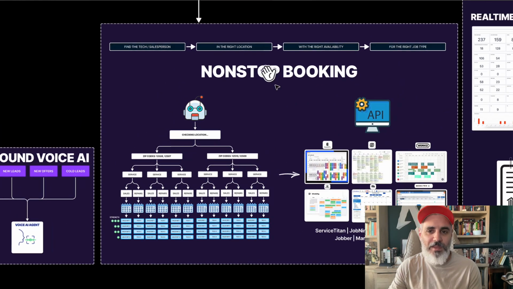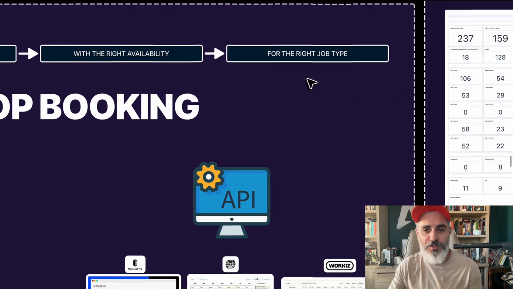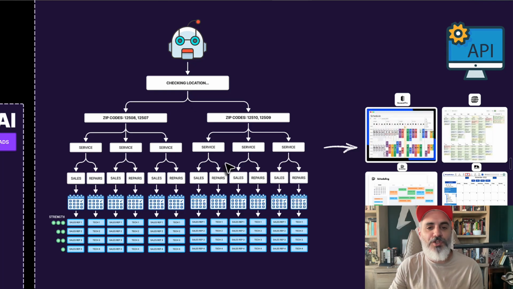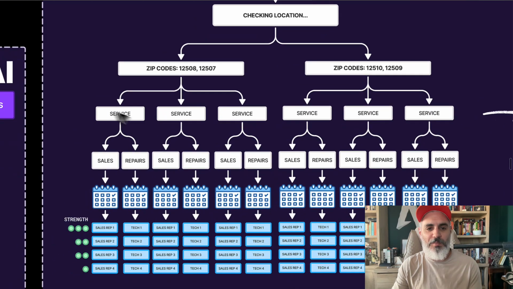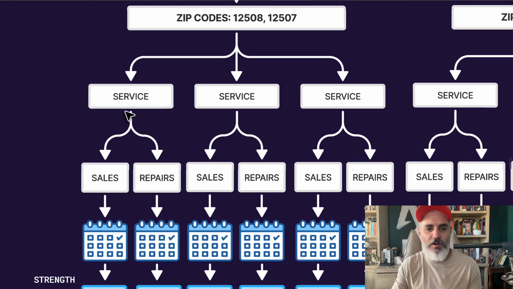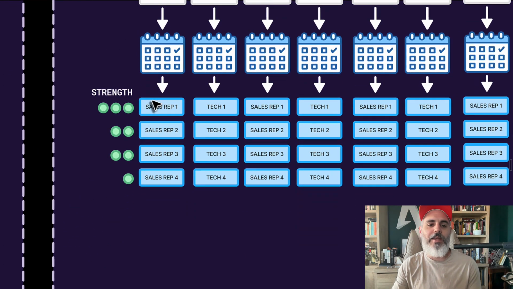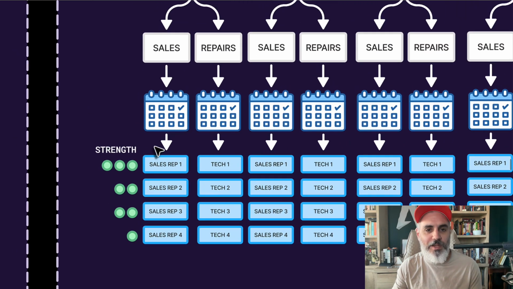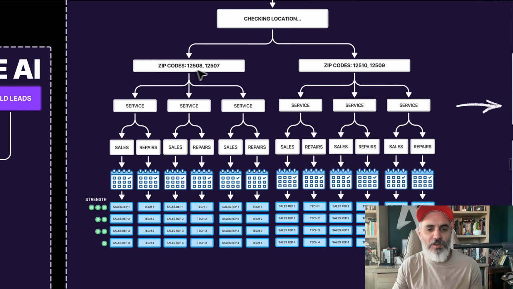If you're wondering how the AI is able to confirm the appointments, to find the right tech, the right salesperson, the right location with the right availability for the right job type, it's essentially a big logic tree that is routing based off of the conversation to a specific calendar. So let's say they live in a specific place. Okay, they go here. Let's say they bring up a specific service. Okay, they go here. Let's say they bring up a specific type of that service, like a sale or repair. They go here. And now we can have all of the reps that are able to handle this specific job with this service in this location.